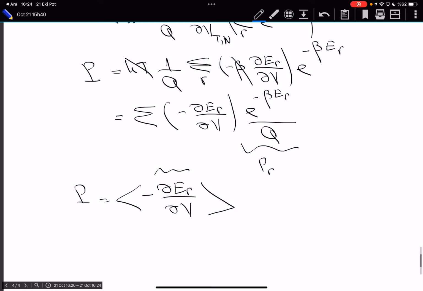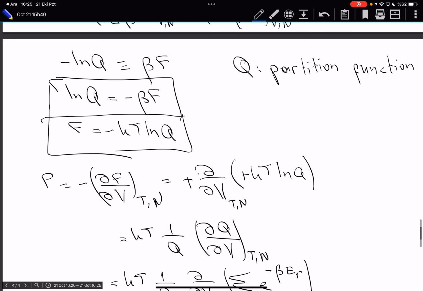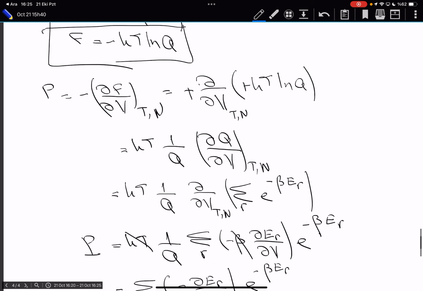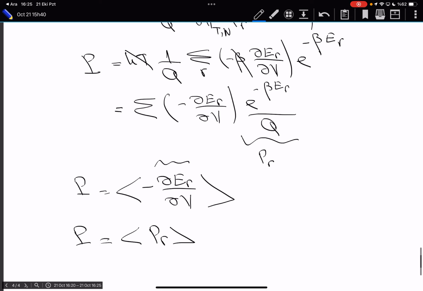Well, this is basically how the energy of the microstate changes as I change the volume. That is the pressure for that microstate, and the pressure of the system is the average pressure of the microstates. And again, this identification follows from this identification over here. Although we identified the free energy with minus kT logarithm of Q by just looking at how we can express the energy, this also tells us that the identification is the correct one because it also reproduces the correct pressure.